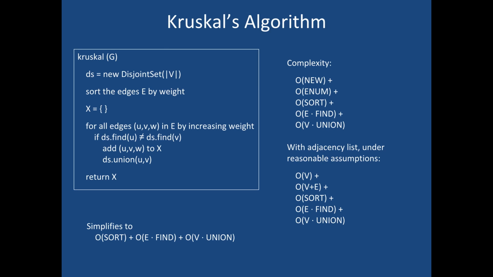We had looked at Kruskal's algorithm and we figured out that the complexity was simplified to this expression. So we've got to sort the edges, so it's the cost of sorting the edges, plus we had to do E find operations on this disjoint set data structure, and we had to do V union operations on the disjoint set data structure. And we were in the process of figuring out how to minimize the cost of sorting, the cost of finding, the cost of doing the union.